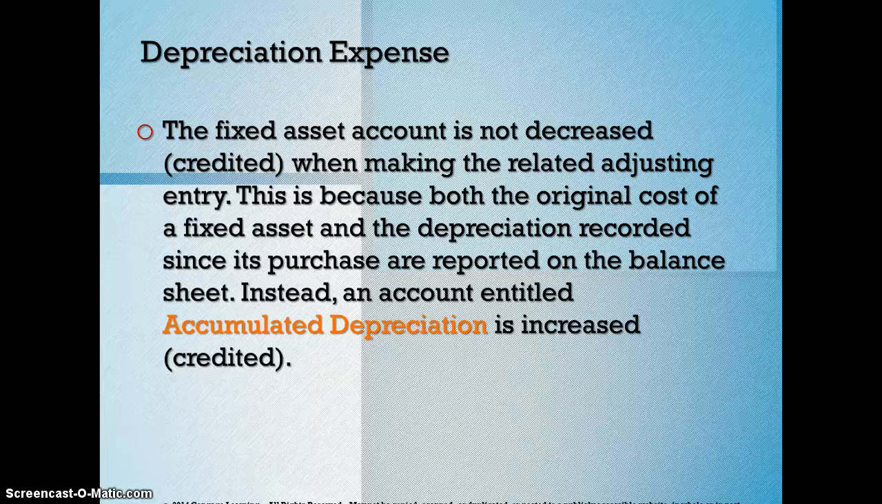Okay, so accumulated depreciation is the new account that we introduce, and this is a contra asset account, meaning opposite. Contra means opposite. So if assets have a normal debit balance, then accumulated depreciation has a normal credit balance, the opposite. That's why we call it a contra asset. Okay.